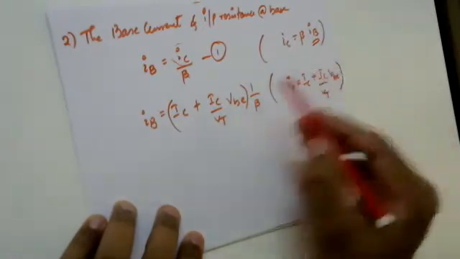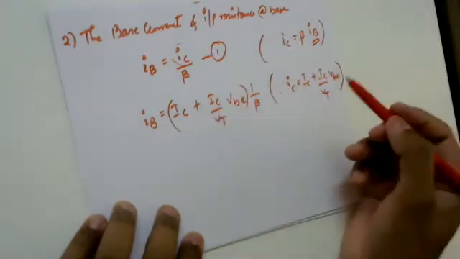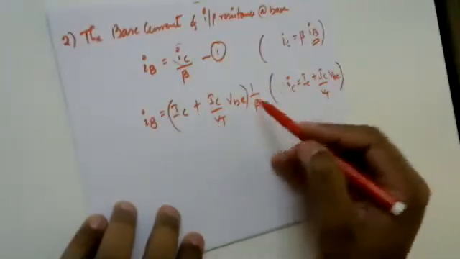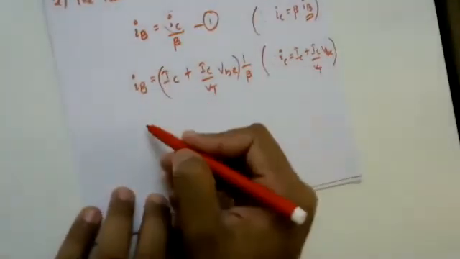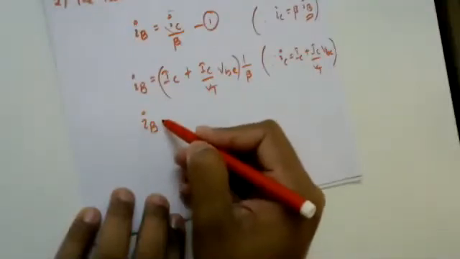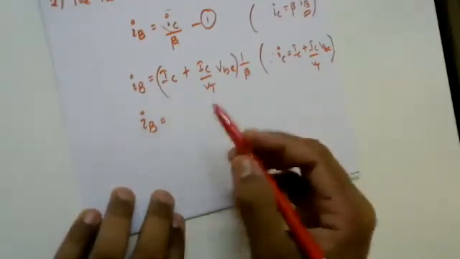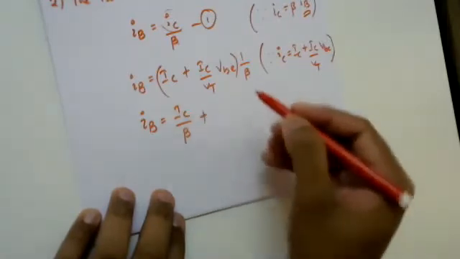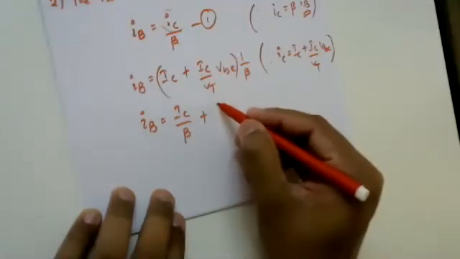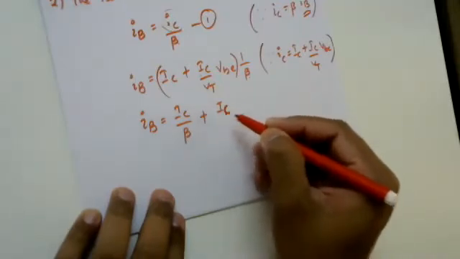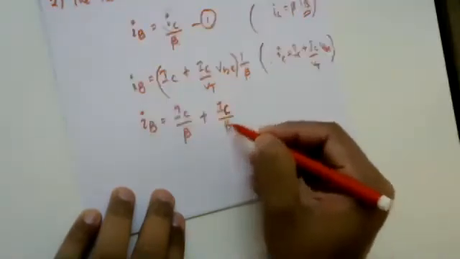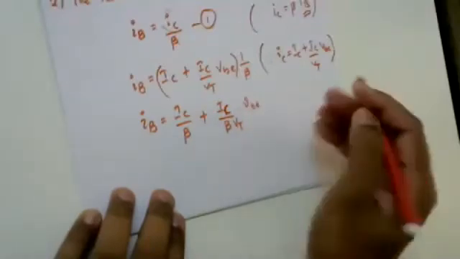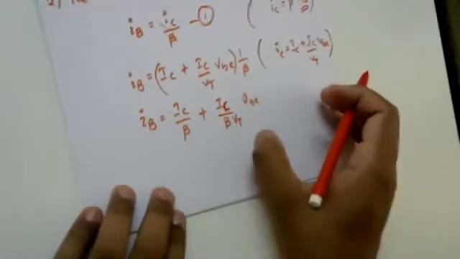So this expression I'm just using in this term. Now if I take beta separately to both the terms, what will I be getting? I will be getting IB is equal to, if I take beta to both the terms, IC by beta plus, if I take beta here, IC divided by beta into VBE.